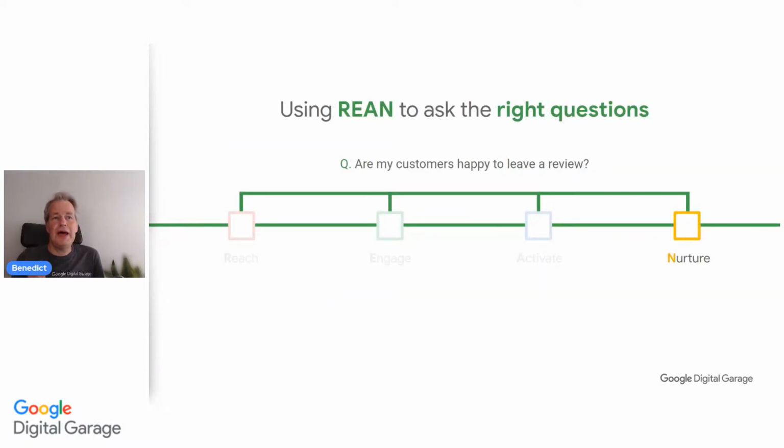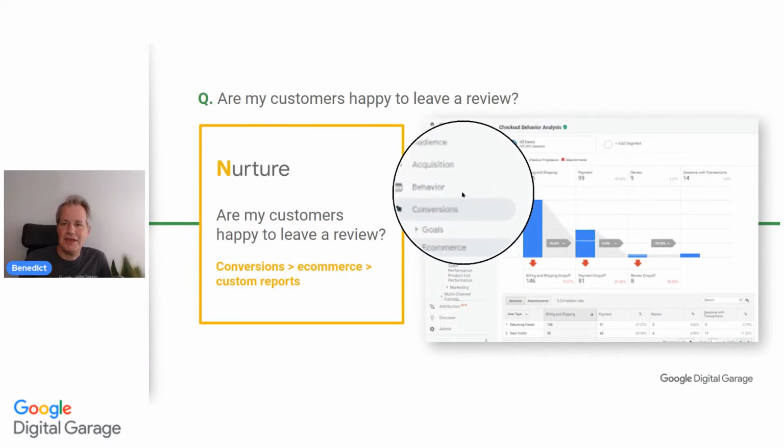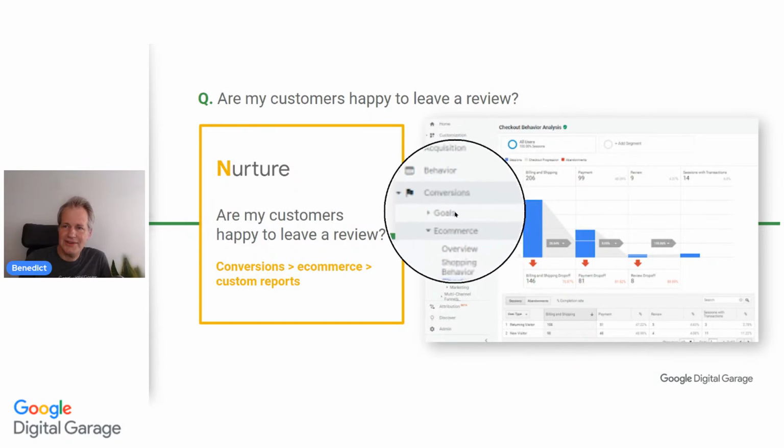Then on to nurture. Are my customers happy to leave a review? Now, nurture is about what happens after we've activated the relationship. Do they leave a review somewhere, book again, or something like that? Now, with this one, you go into, you'll see over here, conversions. Do you remember what it is here?